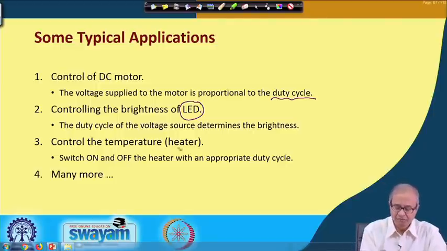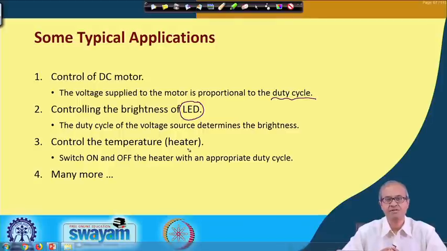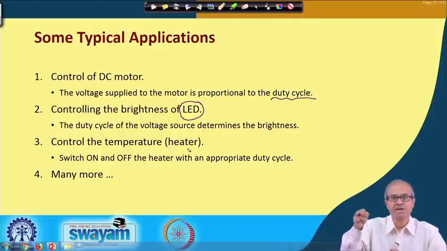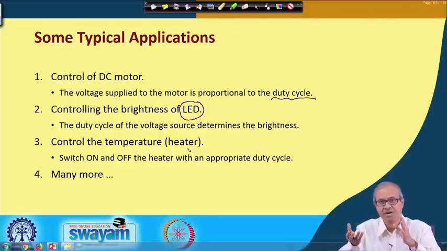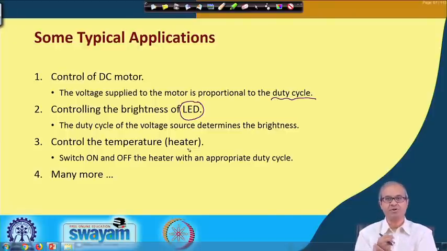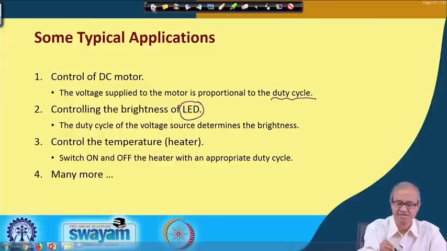Think of a gadget like a heater or even a microwave oven. When you adjust the power of the microwave oven, what actually happens? There is a PWM mechanism which will be switching the microwave mechanism on and off and the duty cycle is adjusted. Same is the case of an automatic heater control system. You turn on and off the heater, the time you are turning on the heater will be proportional to the duty cycle of the PWM waveform. Okay? And there are many other similar applications you can think of.